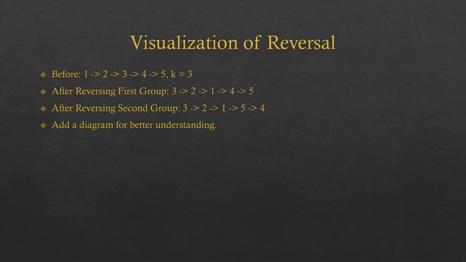Here's a visualization to better understand the reversal. Initially we have the list 1, 2, 3, 4 and 5 with k equal to 3. After reversing the first group of 3 nodes, the list becomes 3, 2, 1, 4, 5. After reversing the remaining nodes, the final list is 3, 2, 1, 5, 4.